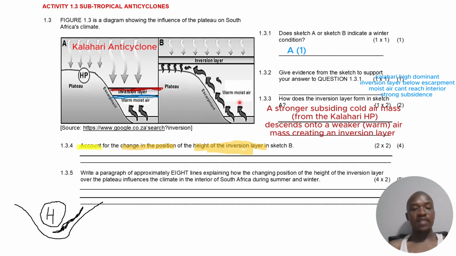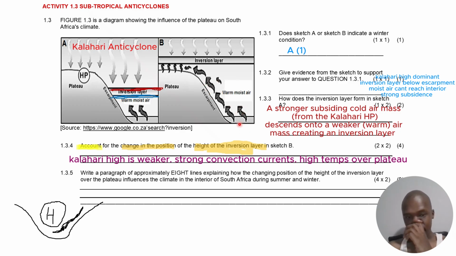Now the reason why the inversion layer has changed position in sketch B is because, remember, the Kalahari high is weak, 2 marks. The Kalahari high is weaker in sketch B, right? Since the Kalahari high is weaker, it means that there is strong convection. Strong convection. Convection refers to the vertical movement of warm air, right? Or vertical movement of heat.